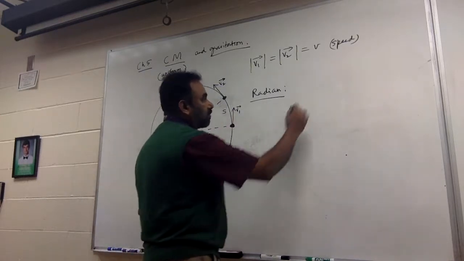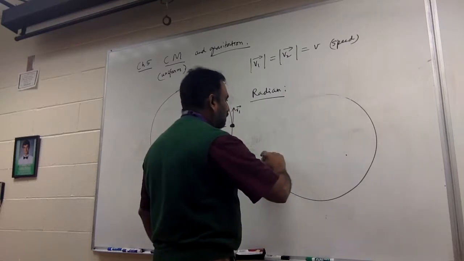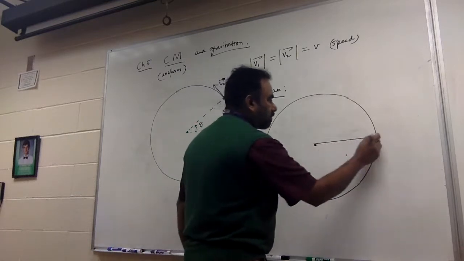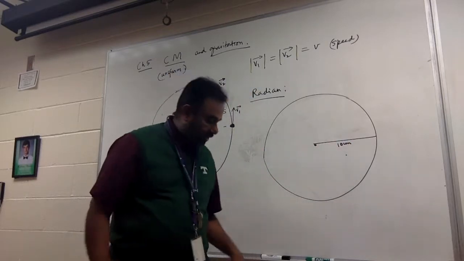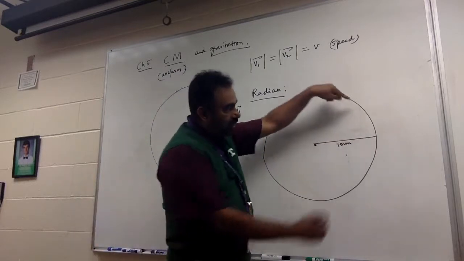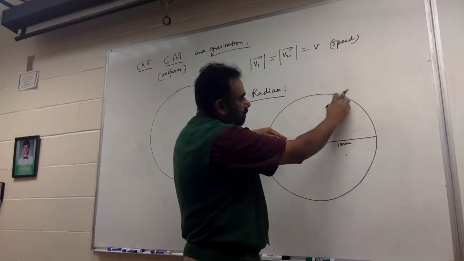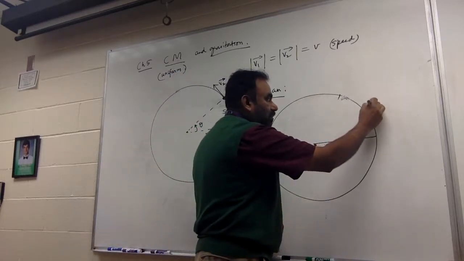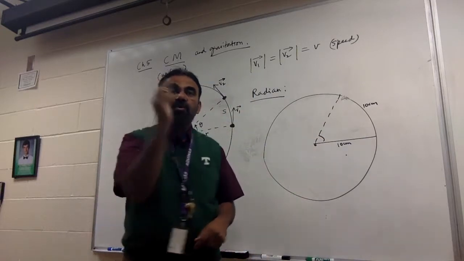In a circle, if you take a circle of a certain radius, let's say 10 centimeters, and if you cut off exactly 10 centimeters along the arc, so that's also 10 centimeters, this angle is 1 radian.